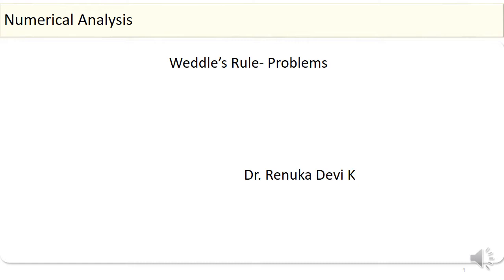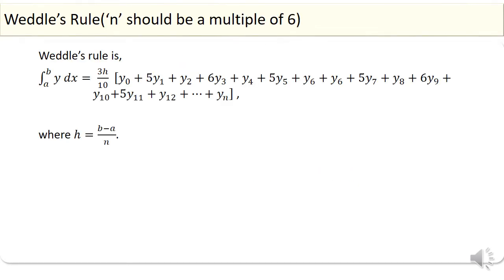In the previous class, we have studied some problems on Simpson's 3 by 8 rule. And in this class, we will see some problems on Weddle's rule. Here, n should be a multiple of 6.